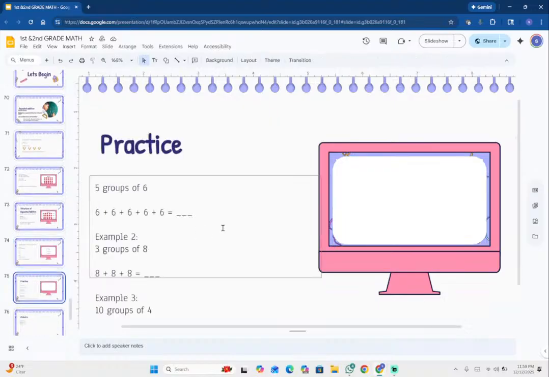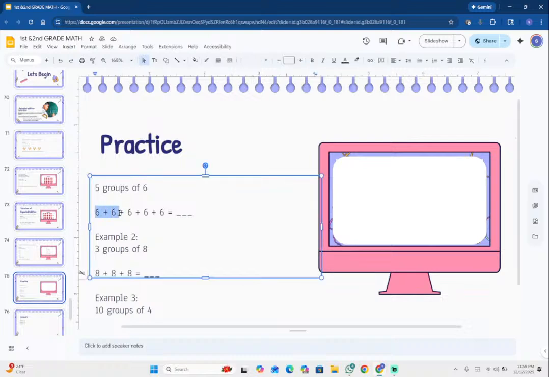Some more practice. 5 groups of 6. So how many 6s are there? There's 1 6, 2 6s, 3 6s, 4 6s, and 5 6s. What is 6 plus 6? 12. 12 plus 6, 18. 18 plus 6, 24. 24 plus 6, 30.